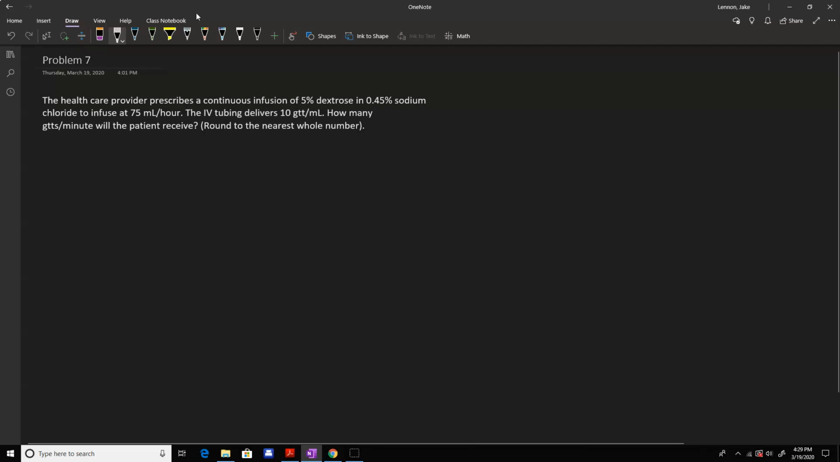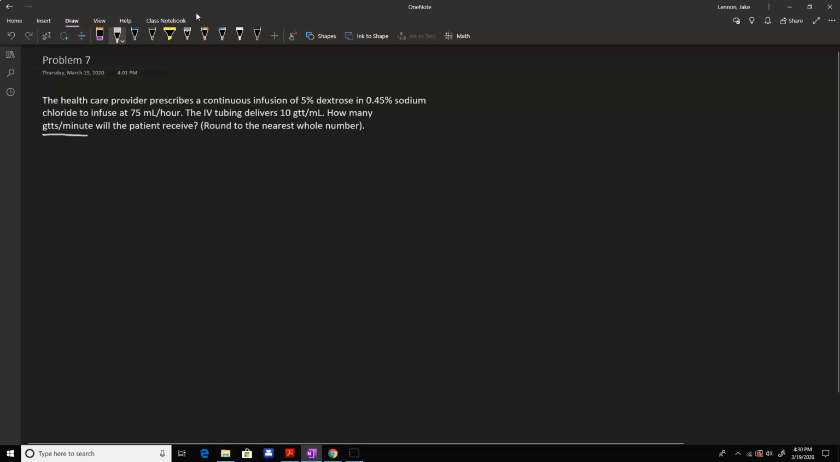Okay, problem number 7. We've got what's known as a drop rate. So GTT means drops, so we're looking for drops per minute. So this drop rate is, again, related to the flow rate, which is the volume. And so we're not going to get into this yet, but this IV tubing, 10 GTT per milliliter, that's known as the drop factor. Different size tubings have different size droplets. So bigger tubes would have bigger drops, so they would be fewer drops to a milliliter.